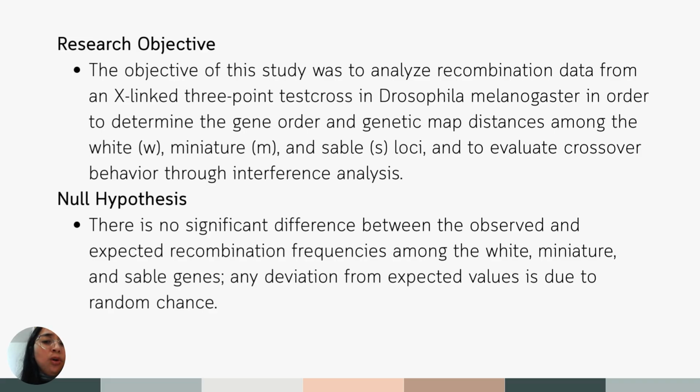The objective of this study was to analyze recombination data from an X-linked three-point test cross in Drosophila melanogaster to determine the gene order and genetic map distances among the white, miniature, and sable loci, and to evaluate crossover behavior through interference analysis. The null hypothesis states that there is no significant difference between the observed and expected recombination frequencies, and that any deviation from expected values is due to random chance.